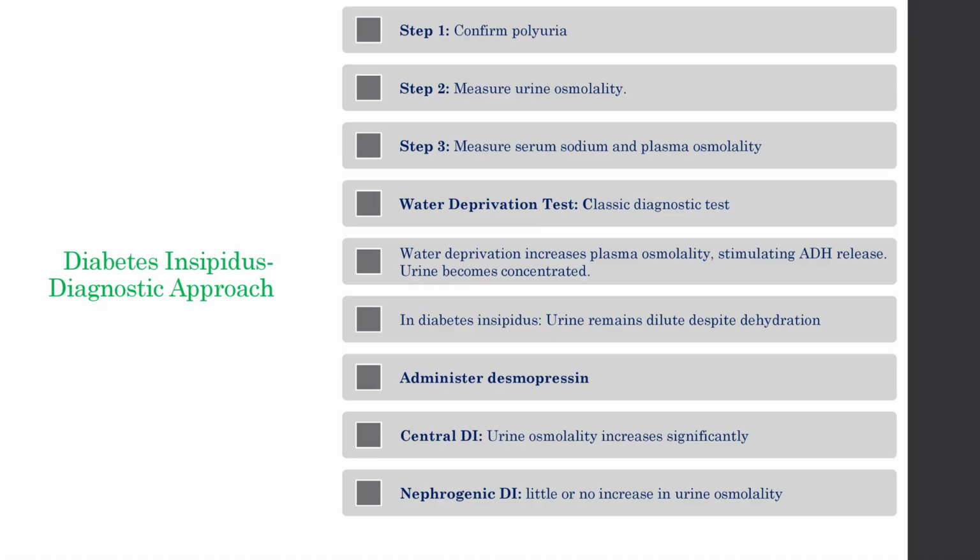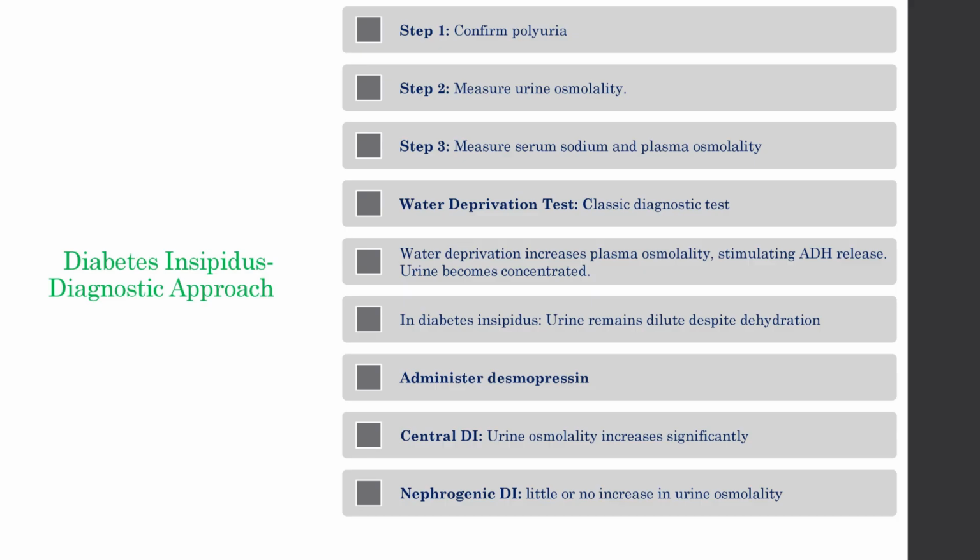The diagnosis starts with confirming hypotonic polyuria. Step 1. Confirm polyuria. Greater than 3 liters per day or more than 50 milliliters per kg per day. Step 2. Measure urine osmolality. In DI, urine is inappropriately dilute, usually less than 300 milliosmol per kg, often even below 200 milliosmol per kg.